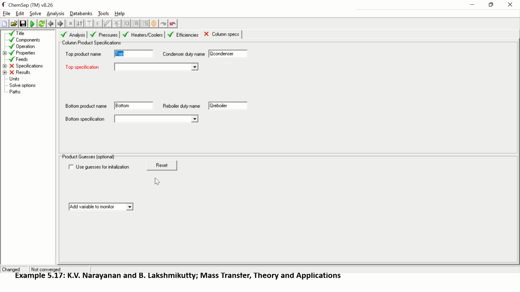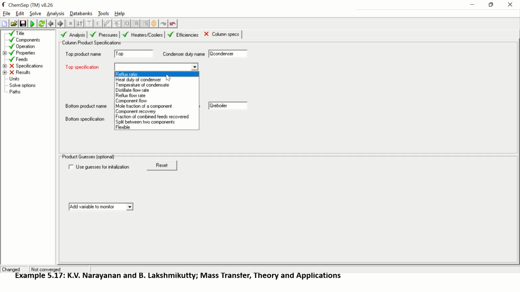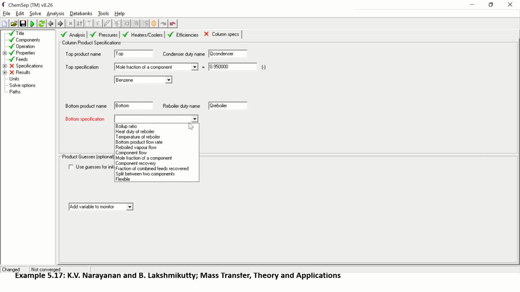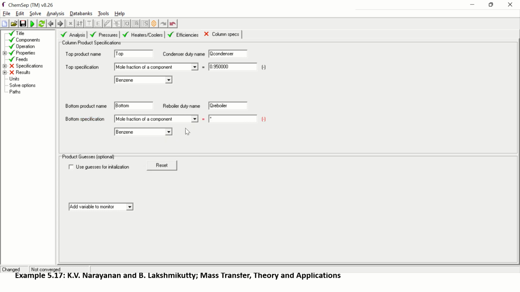We have to specify the top and the bottom product. So we are given that the top product is specified by the mole fraction of a component. The component is benzene, and the benzene purity is 95%. The top product contains 95% benzene. For the bottom product, we have to select once again the mole fraction of the component. We may be given the boil-up ratio, the temperature of the reboiler, or the reflux flow, but here we are given the mole fraction of a component, and that component is benzene, and it contains only 5% benzene. So now this is specified.